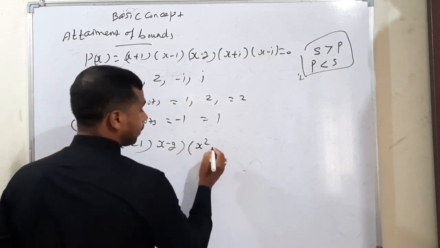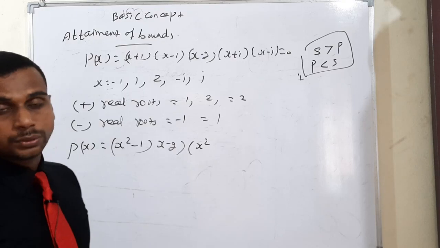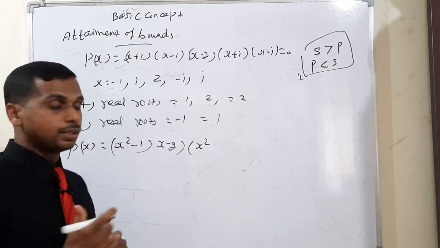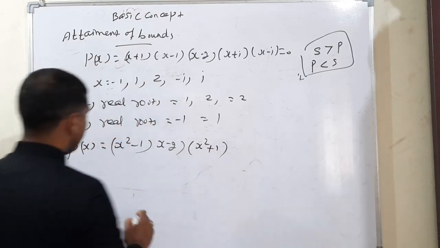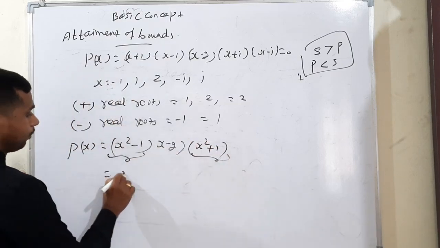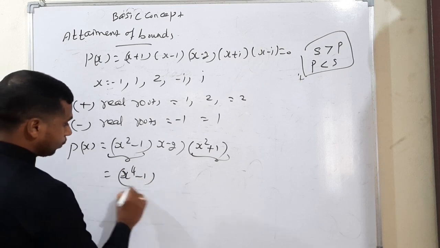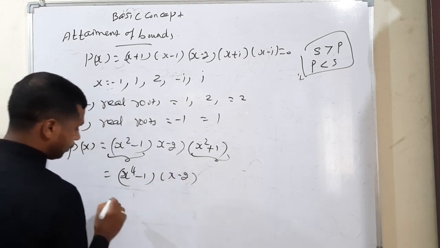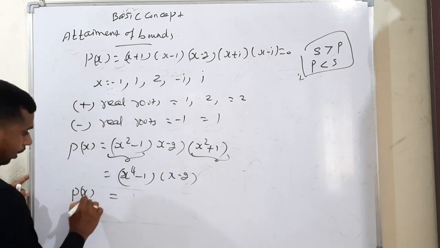So, x square minus i square will come. Already we know i square is equal to minus 1. So, minus into minus, plus 1 will come. Now, the first term and last term equating, (a plus b) into (a minus b). Therefore, (x power 4 minus 1) into (x minus 2). So, if you remove the bracket, what will happen?